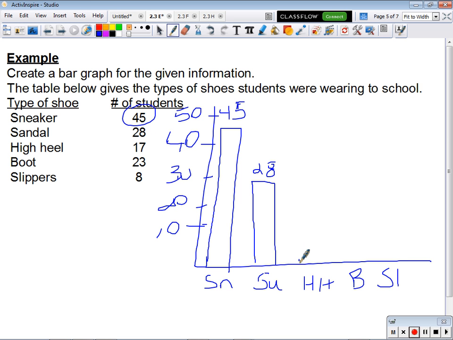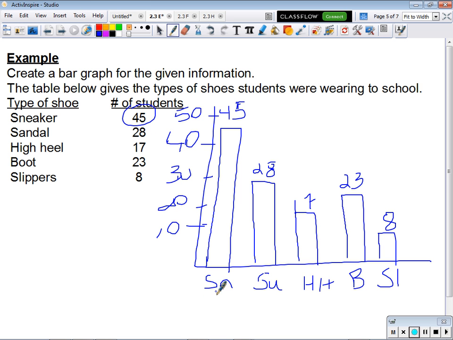My next one is high heel, that's 17, so that might be just below the 20, so I'm going to put a 17 on that. Then I have boot, 23, which might be just above the 20, so it might look like that there. And then I have slippers, which is 8, so I'll put that just below the 10, and put an 8 in there. So that's what the bar graph for this would look like.